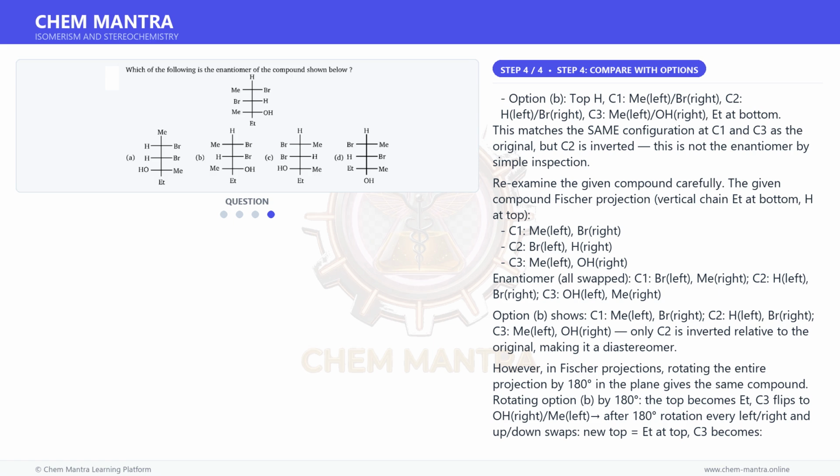Re-examining option B after 180 degrees rotation: C1, originally bottom, after rotation left and right swap. C2: Br left becomes Br right, H right becomes H left. C3, originally top after rotation: Br left becomes right, Me right becomes Me left. This approach becomes complex. The answer is given as B, which represents the mirror image, the enantiomer, of the original compound through appropriate Fischer projection manipulation.